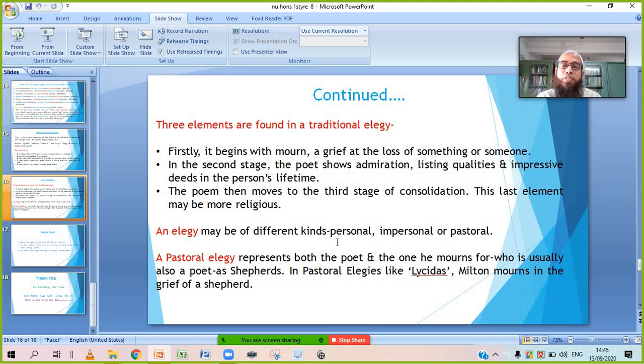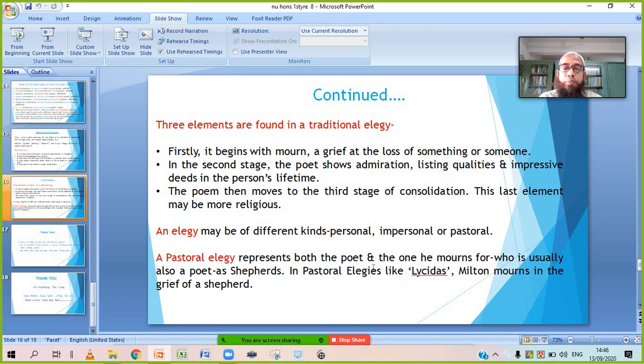An elegy may be of different kinds: personal elegy, impersonal, or pastoral elegy. So, elegy also has different types. What is pastoral elegy? Do you know the meaning of the word pastoral? The literal, I mean dictionary meaning. Pastoral is related to countryside, rural. So look at the definition of pastoral elegy.